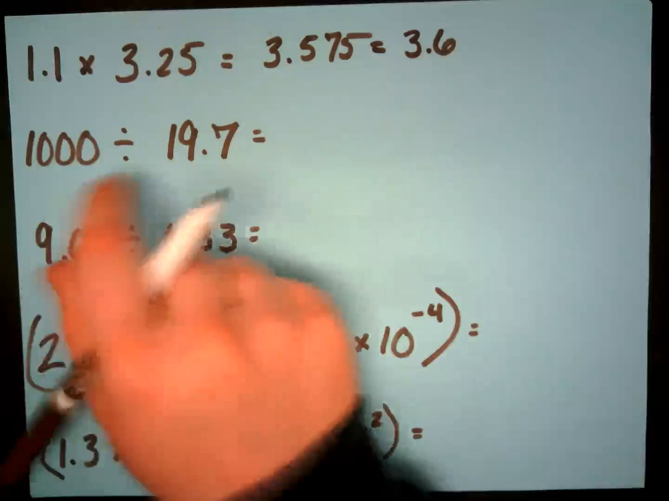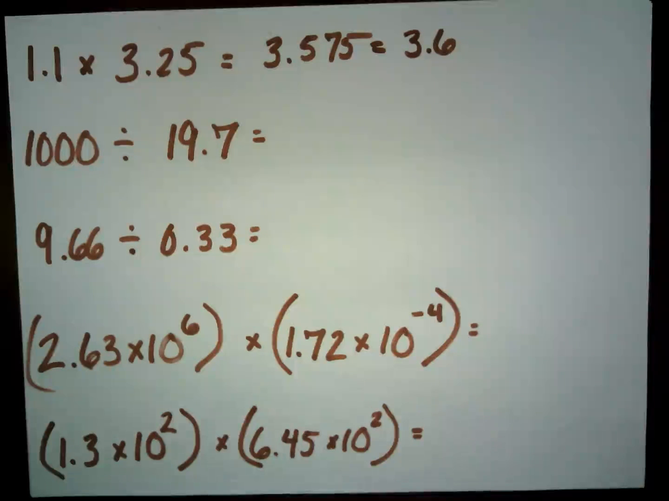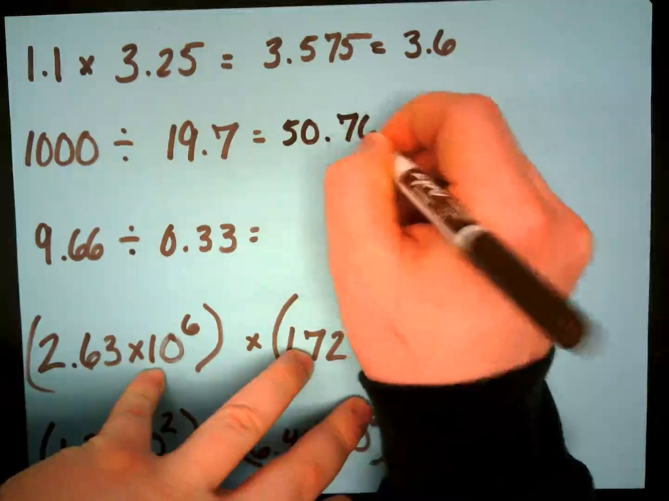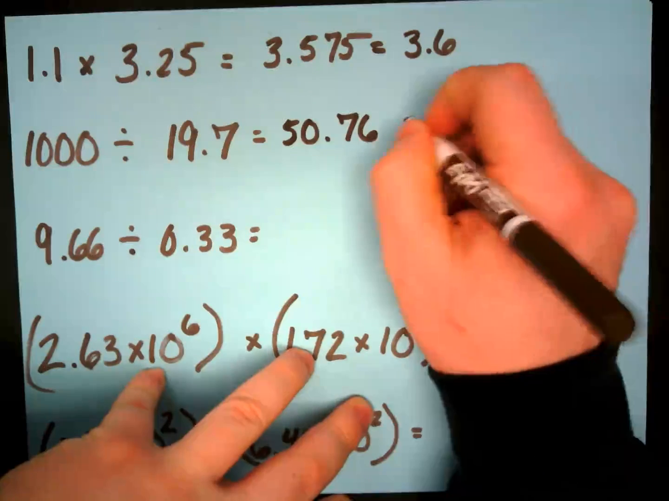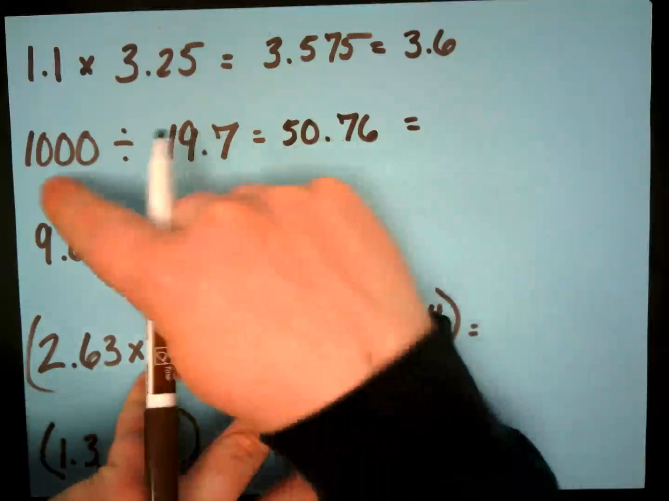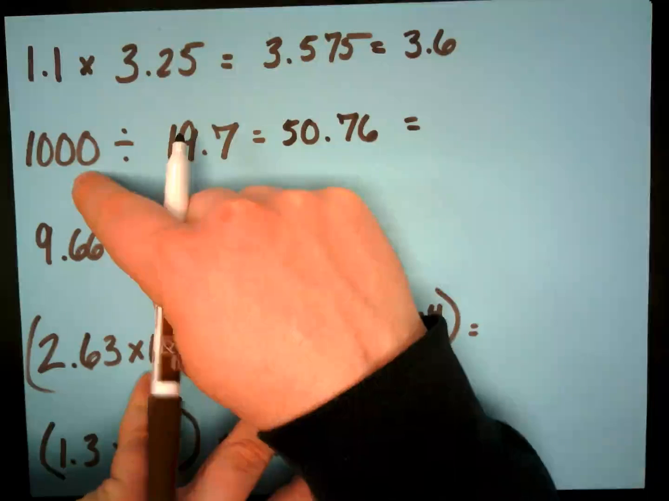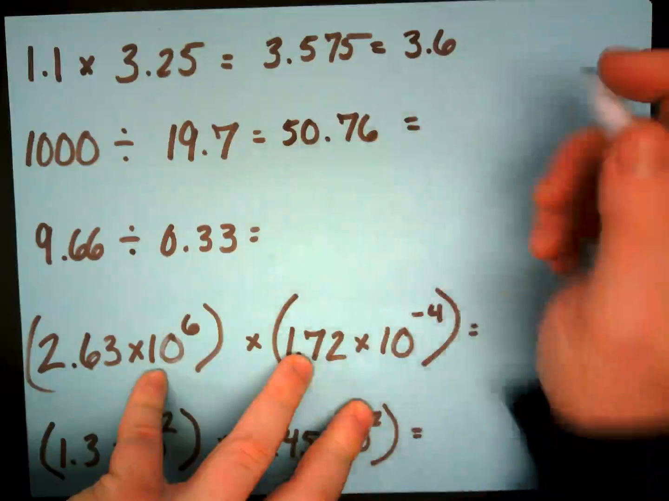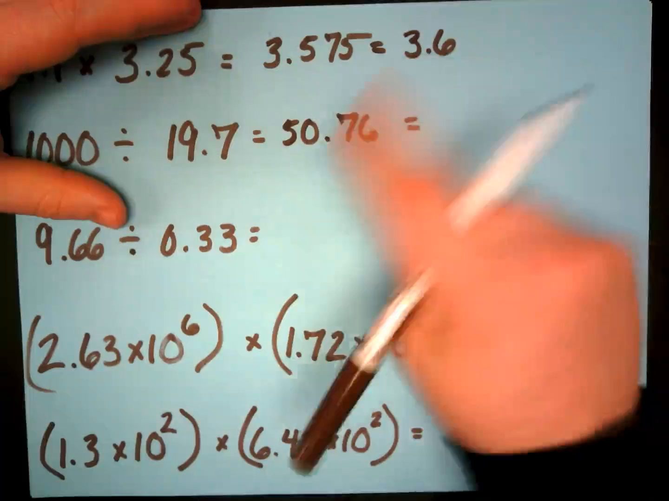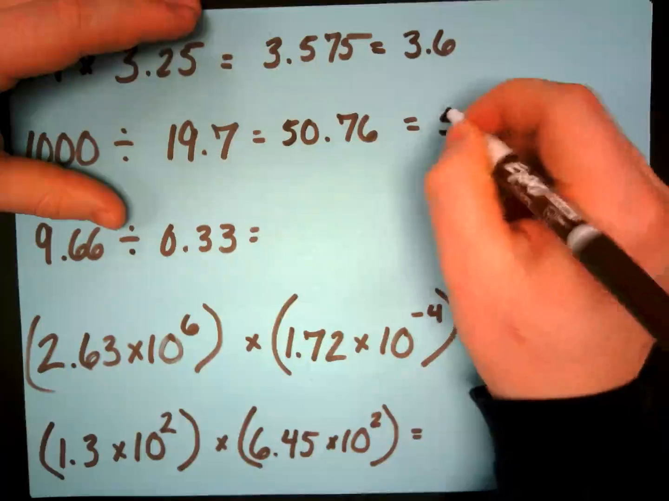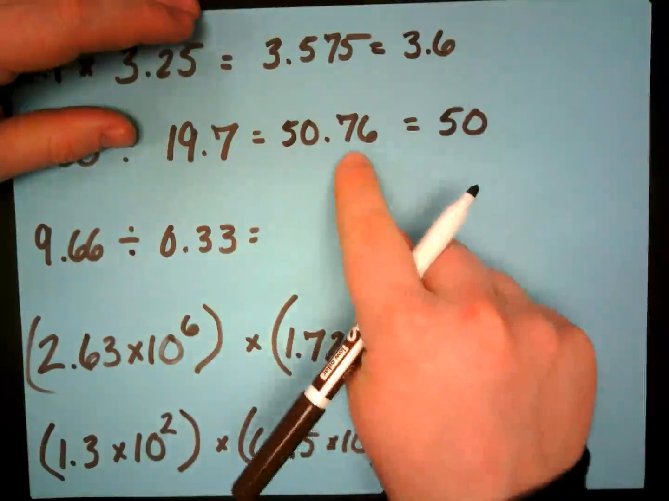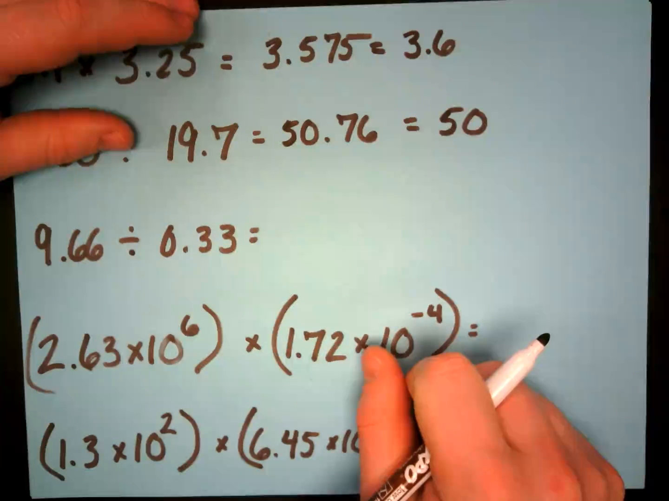Okay, 1,000 divided by 19.7. That's going to give us 50.76, blah, blah, blah. But again, just like on the front here, this is 1 sig fig. These are 3 sig figs. So our final answer has to be 1 sig fig. In this case, it is just going to be a solid 50. Okay, that one doesn't hurt as bad because it's actually not too far from the actual value.